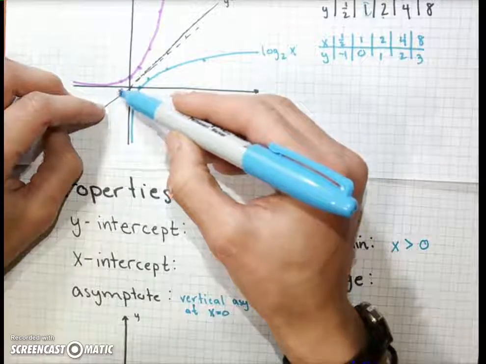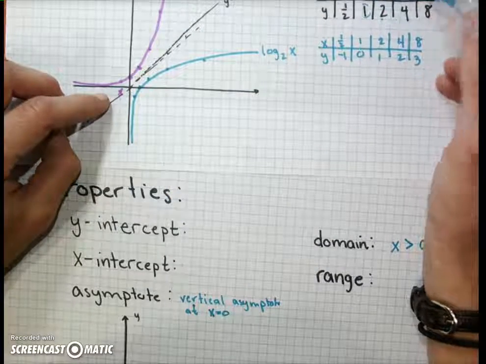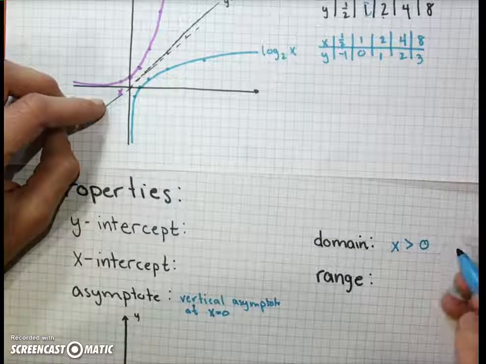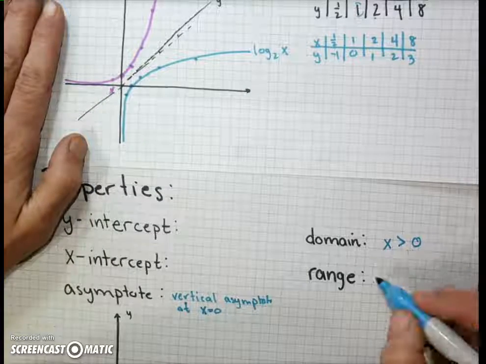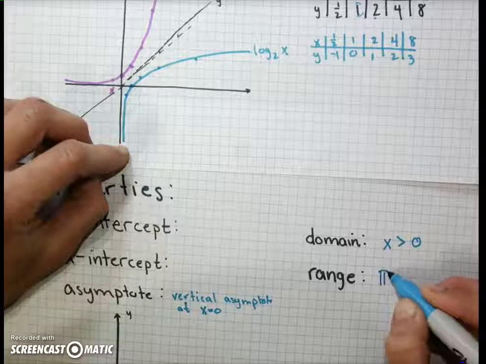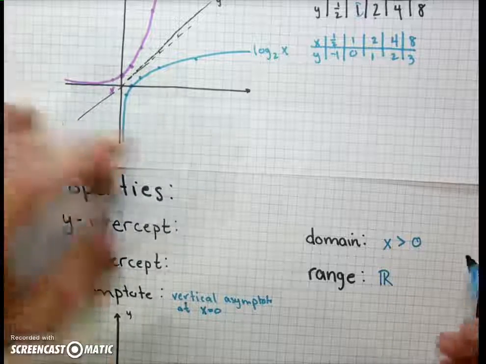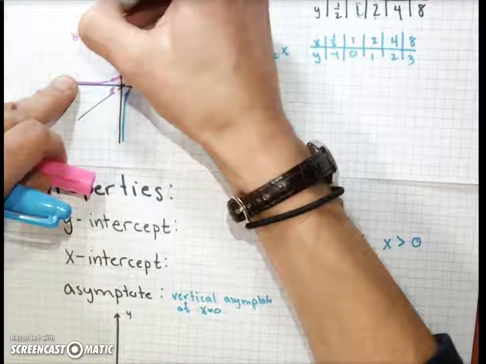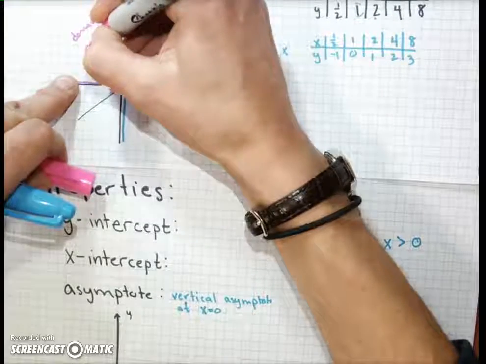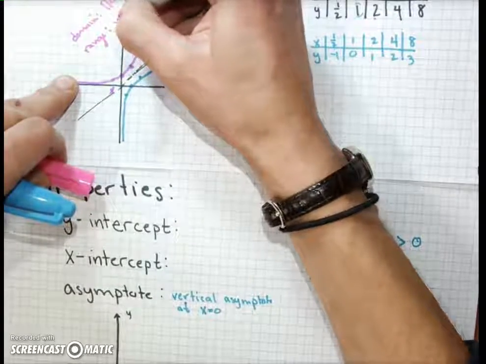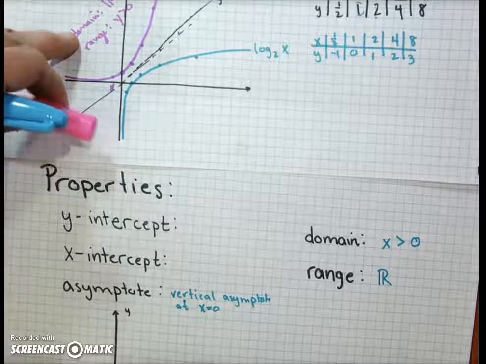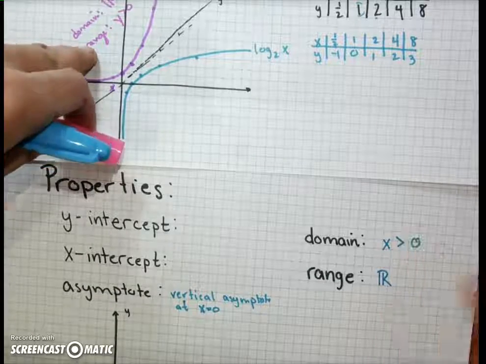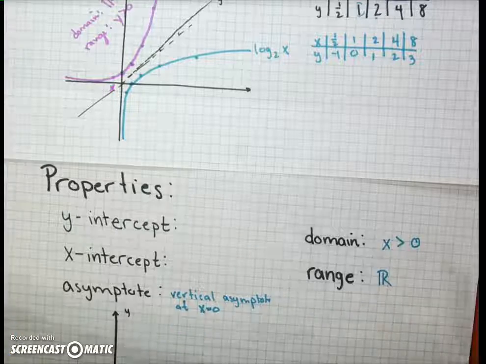If I plug in a negative x, that means that I raised a positive number to a power and got a negative. That can't happen. And so the domain has to be all numbers greater than 0. The range is going to be all real numbers. And you'll notice that the domain of the pink graph of our inverse was all reals, and the range was all numbers greater than 0. So the domain of the original function becomes the range of the inverse. The range of the inverse becomes the domain of our new function.